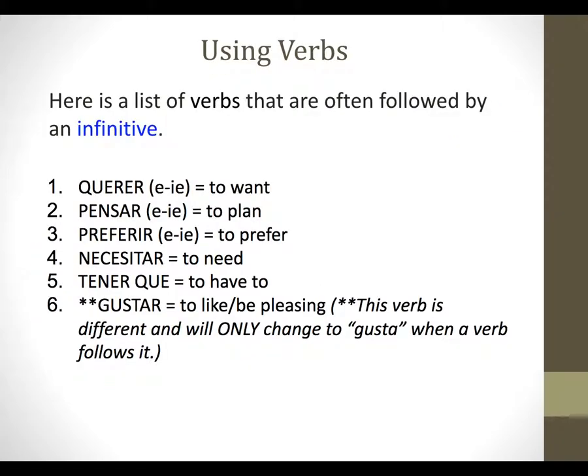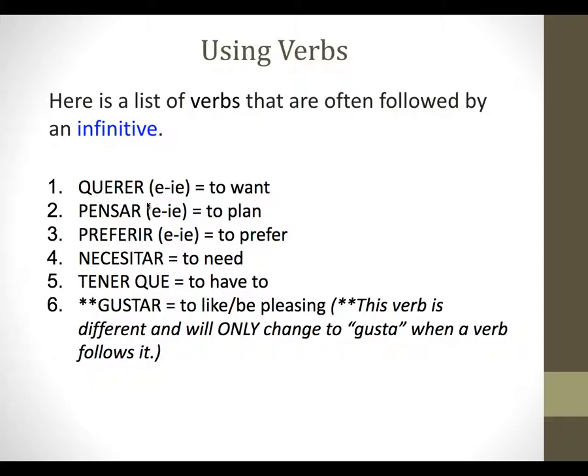All right, now here's a list of verbs that are often followed by an infinitive, okay? So you would conjugate these verbs, and oftentimes you would use an infinitive after them, right? Like I want to play, we plan to travel, she prefers to drink lemonade. Okay, so notice we're saying conjugate and then we follow it up with an infinitive. Okay, so we have querer, pensar, preferir, necesitar, tener que. Remember, this one's special. You have to use tener plus que to say that you have to do something. And finally, gustar, okay, to be pleasing. And notice with this one, the only form you have to remember is gusta when you're following it with a verb, okay, to say that you like to do something.